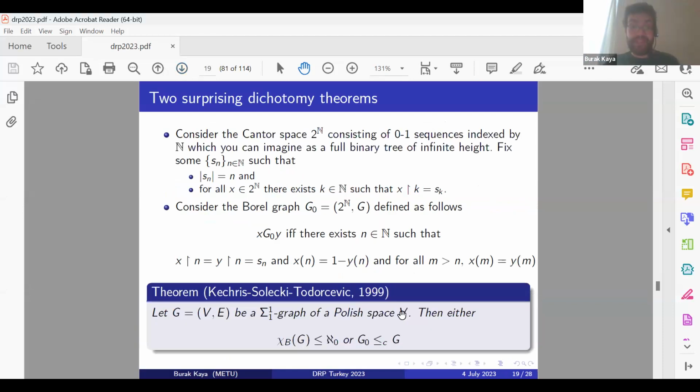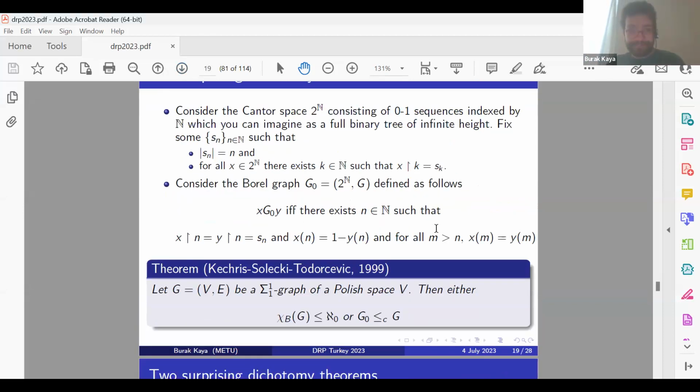And here's a very, very interesting theorem. It is in the first paper. Suppose that you have an analytic graph. Analytic graph means that you're an analytic subset of a product space. Remember, we talked about Borel graphs. Now I'm talking about analytic graphs. So you have a Polish space, and you have an analytic graph on the Polish space. Then we have this either-or statement. Either your chromatic number is countable, or, if your chromatic number is not countable, there is a very good reason for that. And that reason is that this G0 graph continuously embeds into you. It's just a homomorphism, but there is a continuous homomorphism from this G0 to G.